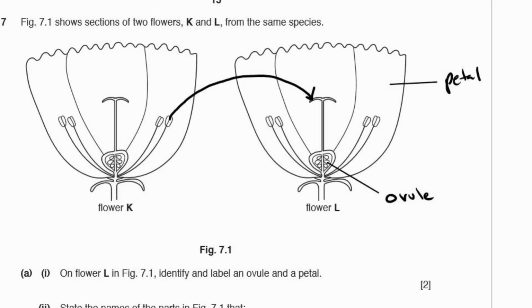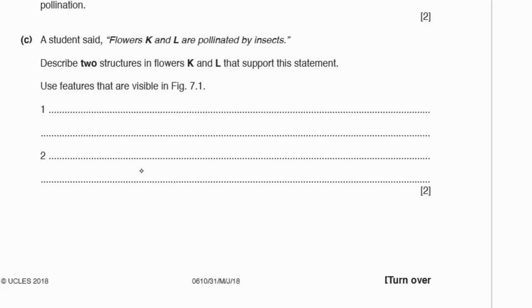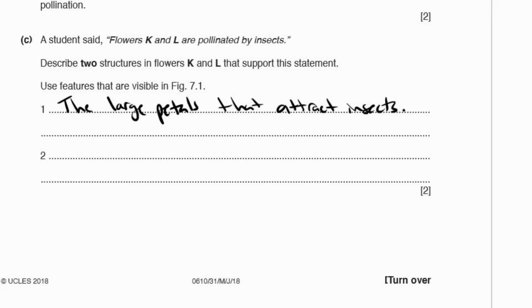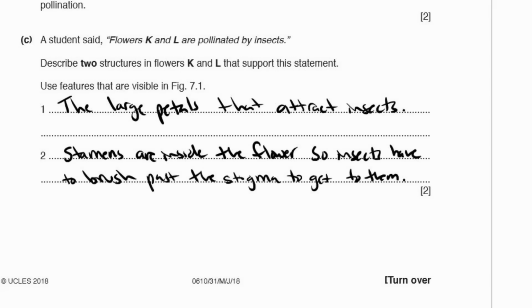So let's write that down. So only 2 structures. I'm going to say about the petals: they have large petals that attract insects. And another thing is that the stamens are inside the flower, so the insects have to brush past the stigma to get to them.